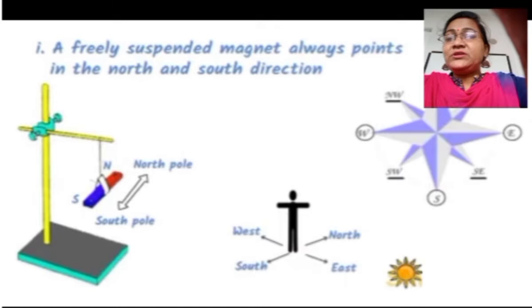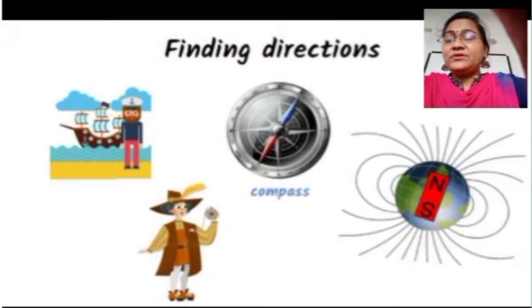Then, children, after this we study how to find directions using magnets. As we all know, the property of a freely suspended magnet to align itself always in the north-south direction of the earth is used for finding directions at unknown places.